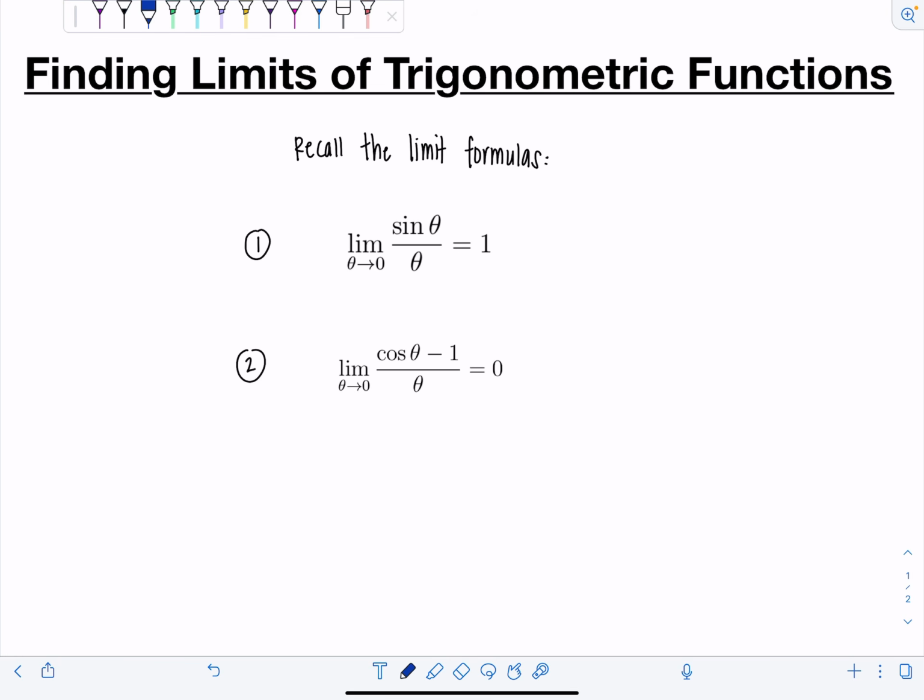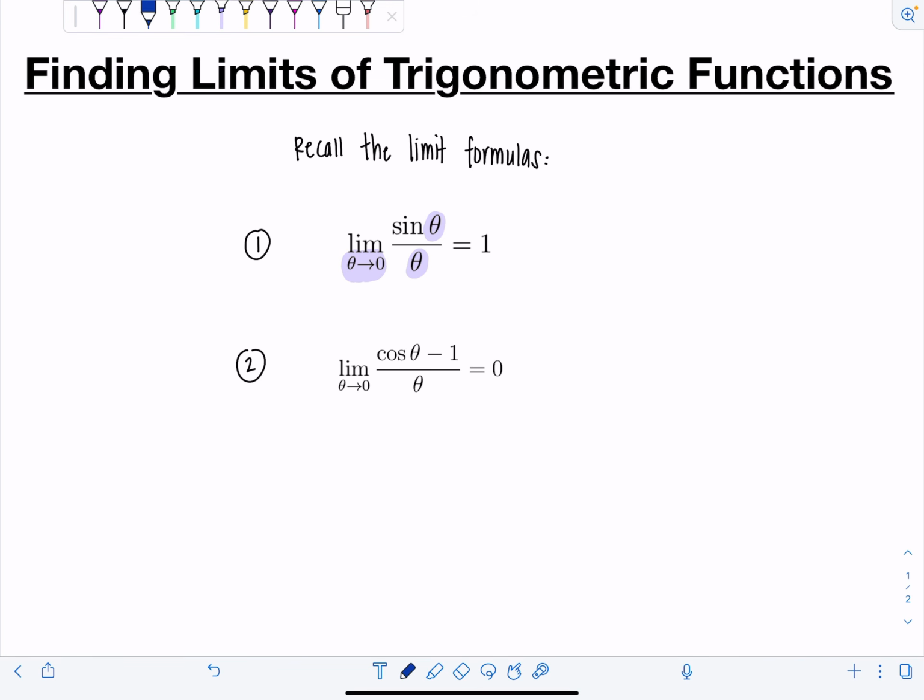First one is that the limit as theta approaches 0 of sine theta over theta is equal to 1. And the important thing to remember about this formula is that the argument, the angle, so sine of theta, has to match the expression in the opposite side of the fraction, and that argument needs to approach 0. Theta has to go to 0.